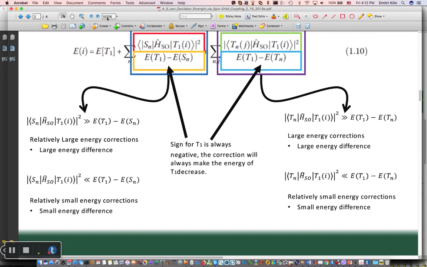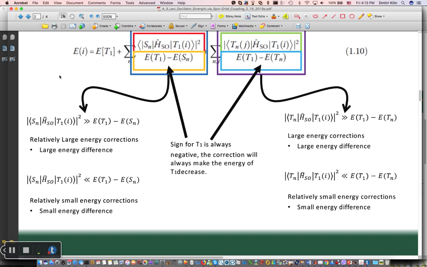It is worthy to note that for T1, the energy will always go down. So if you do spin-orbit coupling using perturbation theory, for T1 your energy will always shift down, because T1 is always less than S naught, and T1 is always less than any other excited state. That's important, and keep that in the back of your head, because later on that won't be the case, and we'll see that it's problematic that it does not follow these kinds of things.